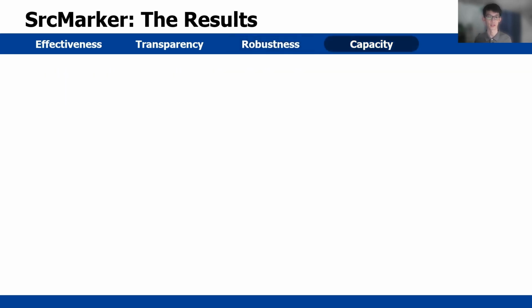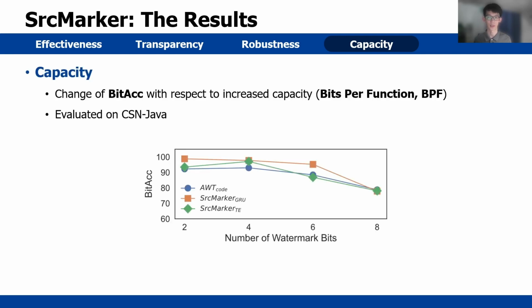And finally, for capacity, as we increase the number of watermark bits embedded in a function, bit accuracy suffers a drop, as it becomes more demanding to embed more information into the already limited space of source code. Nonetheless, SrcMarker still maintains comparable performance with the baselines.